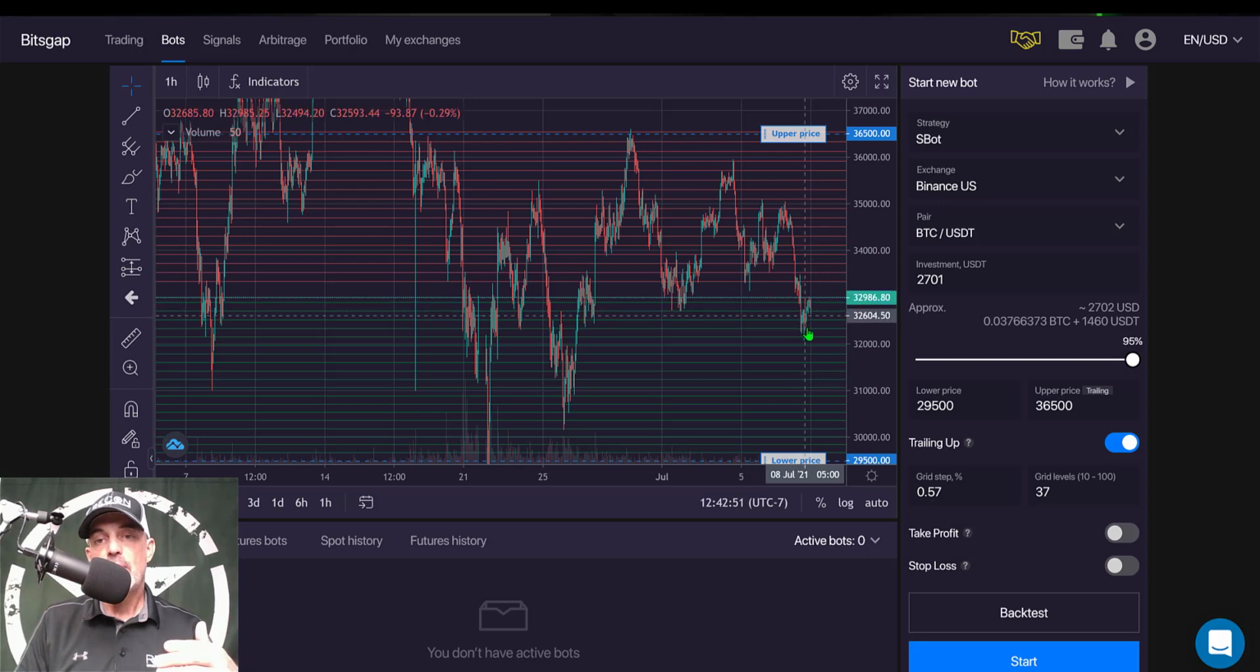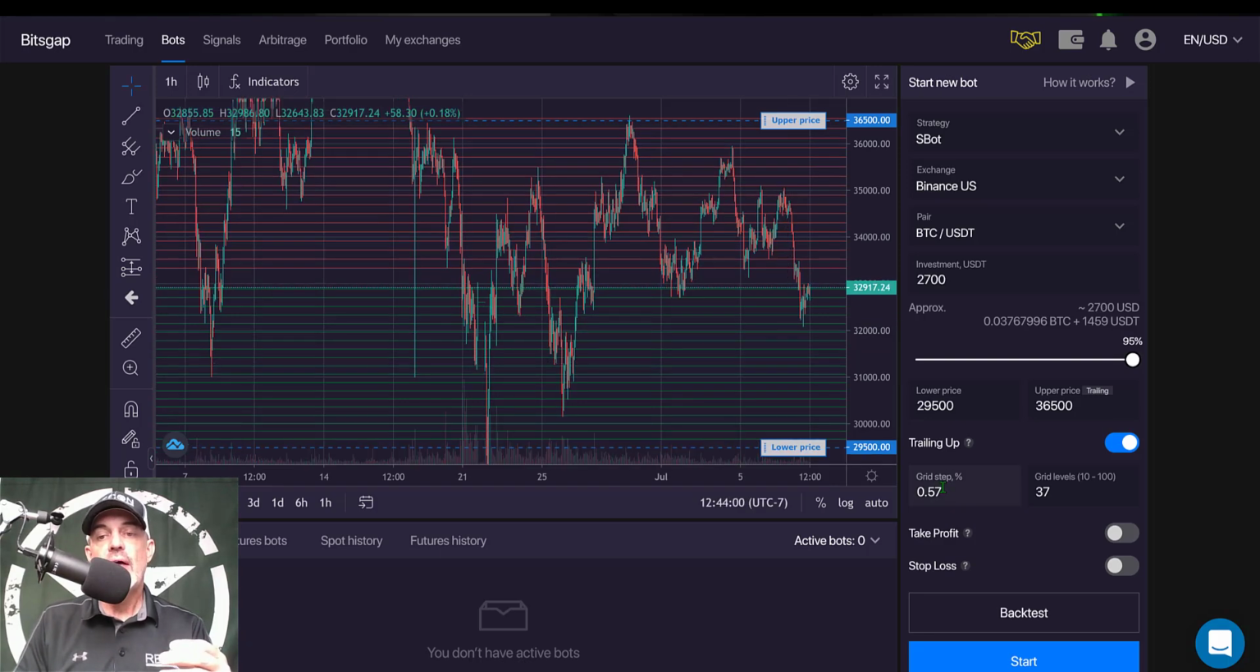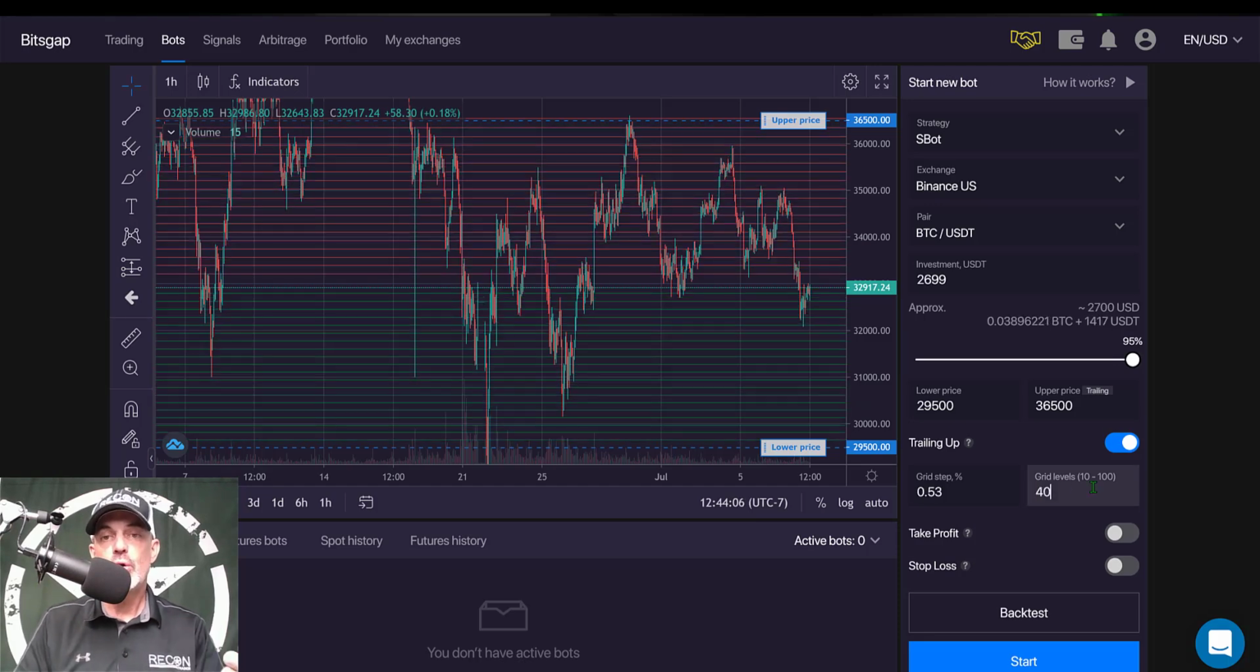And on the flip side, if the price moves down, we're buying at a lower price of 0.57% each time the price moves down. At that point, we're accumulating Bitcoin for a lower price, which is my objective: to always be buying Bitcoin when it's at a lower price. What will actually affect your grid spacing will be your grid levels. In this case, if we bump that to 40 grid levels, we'll see the grid spacing was actually reduced. And I recommend you play around with these settings.